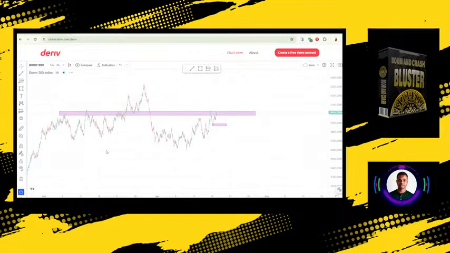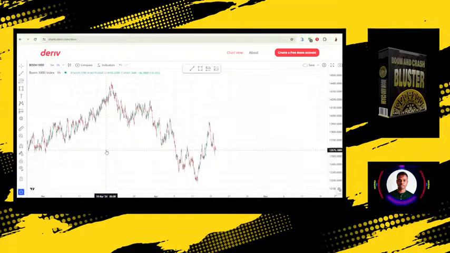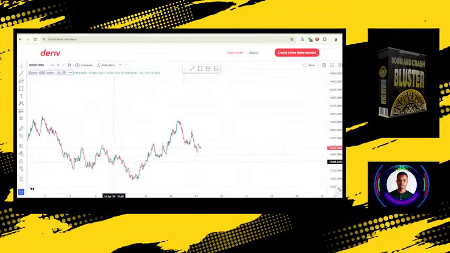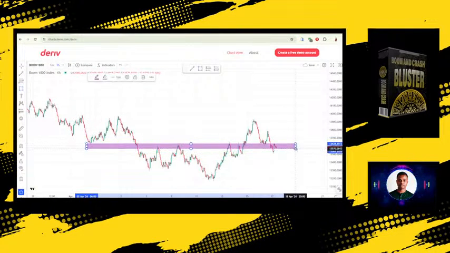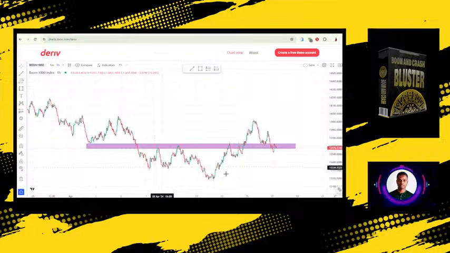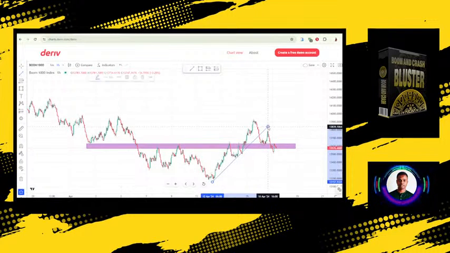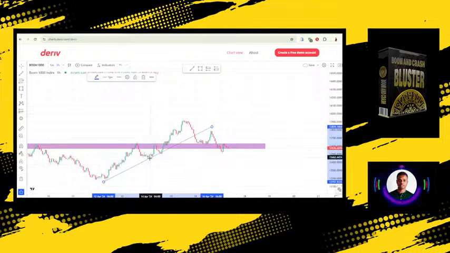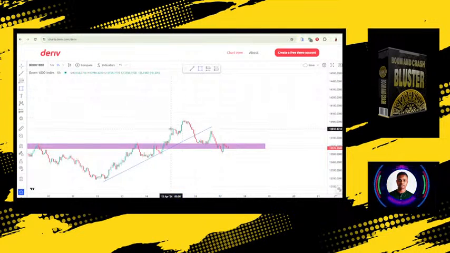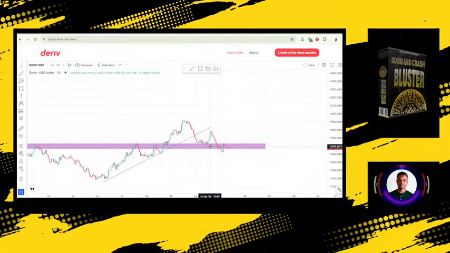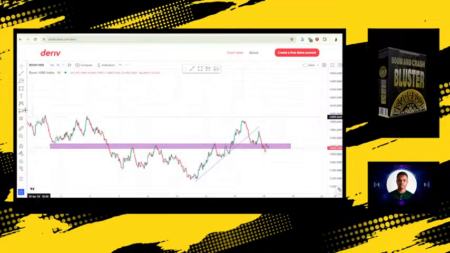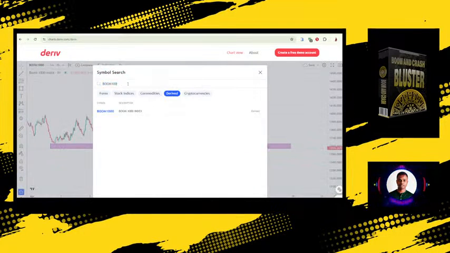Let's go to Boom 1000. See if we can get something. Again, a good level of structure, but I'm not convinced. Good level of structure, multiple times tested. Again, we missed this breakout and retest here. You can see the market break the trend line, come back to retest our area of interest and then push it to the lower side. But we already missed that, so we are not going to cry. We just saw that we missed this one.